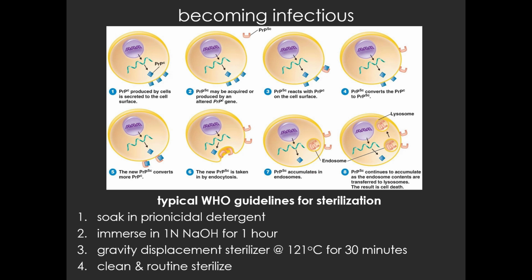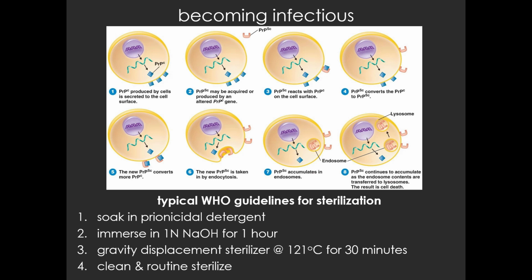The World Health Organization says that sterilization, which will actually kill the prions, is a much more difficult process than routine sterilization, right? Routine sterilization is 121 degrees Celsius for 15 minutes with a little bit of pressure and you're good to go. This one, you have to soak it in a prionicidal detergent, a very special detergent that's able to start working on these prions. You have to immerse it in 1 normal sodium hydroxide for an hour. And then you have to sterilize for 30 minutes in a gravity displacement sterilizer at 121 degrees Celsius. Then you clean and routine sterilize. We're going to talk about a couple of prion diseases in the diversity unit.